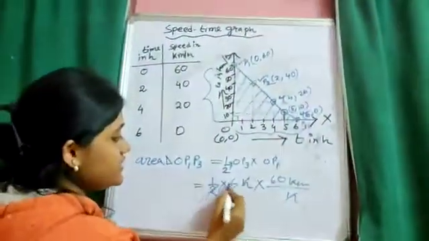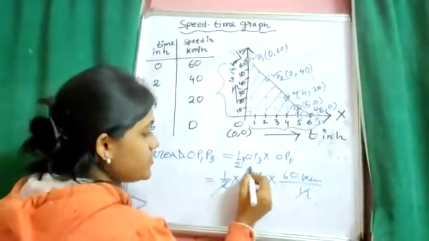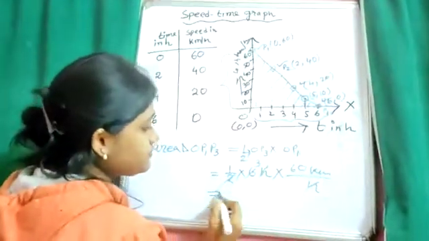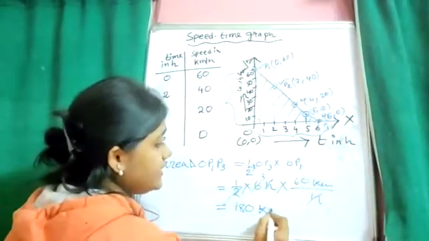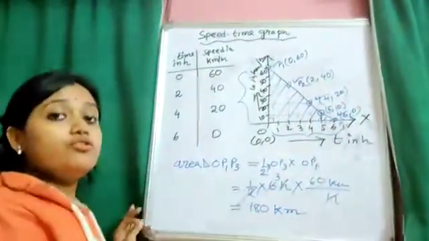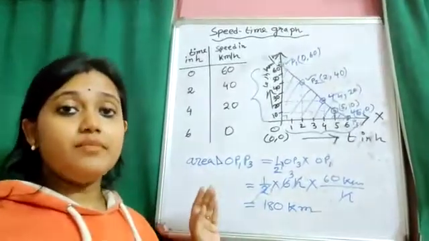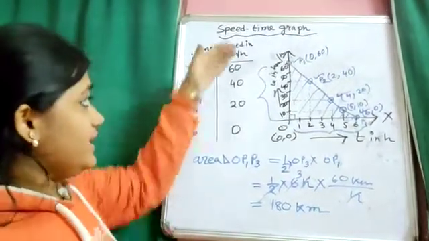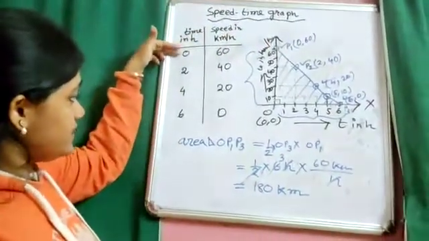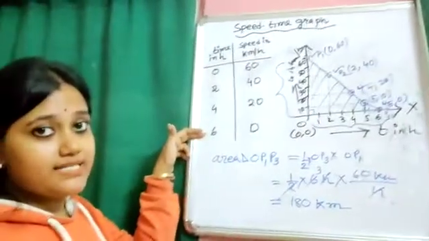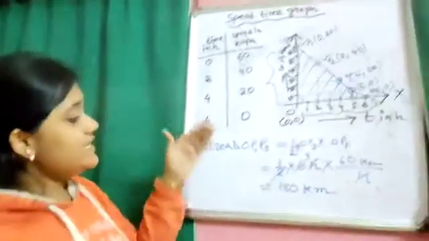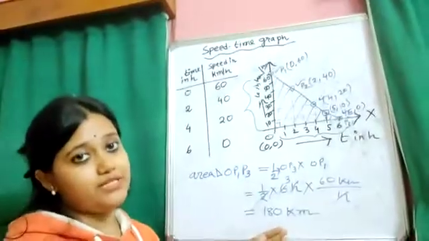Now 2 and 6 reduce to 3, and I have got 180 kilometer. So the total distance covered by the body starting from 0 to 6 hours, okay, is 180 kilometer.